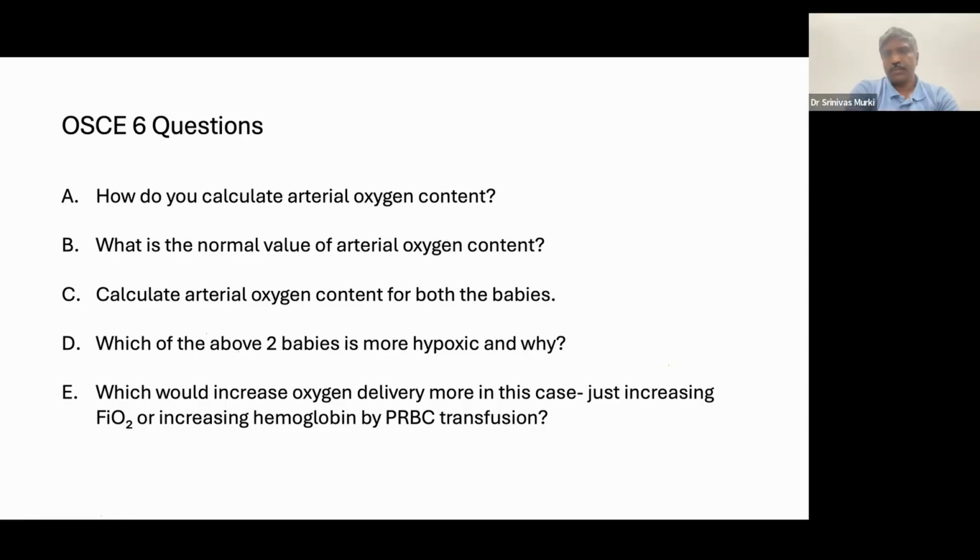Yeah, I think most of you are writing transfusion. Yes, I think that's good because we just now saw that oxygen delivery is not only limited to PaO2, it also is dependent majorly upon the delivery of oxygen by hemoglobin. So we cannot deliver oxygen if there is nothing to carry it, right? So in this case, giving a PRBC transfusion will help in better oxygen delivery.